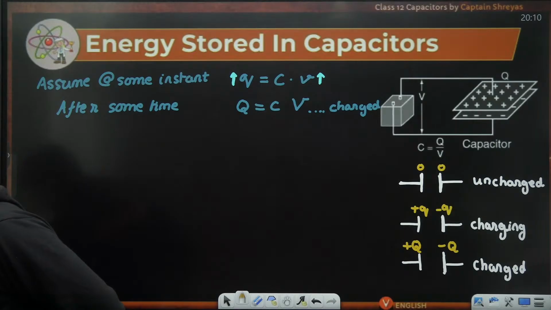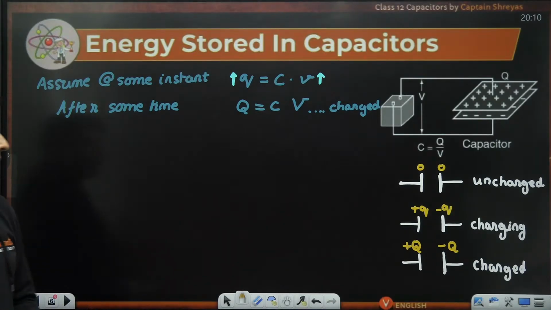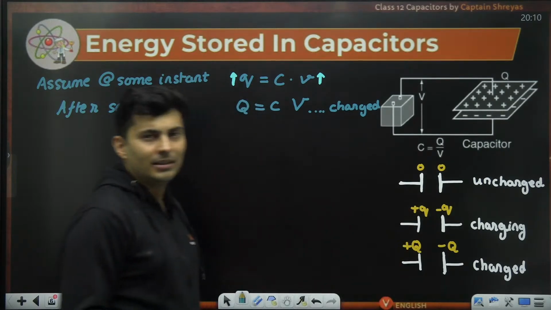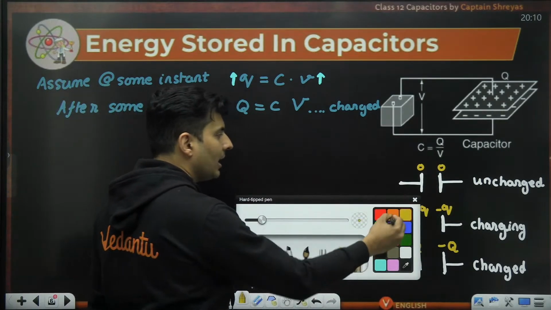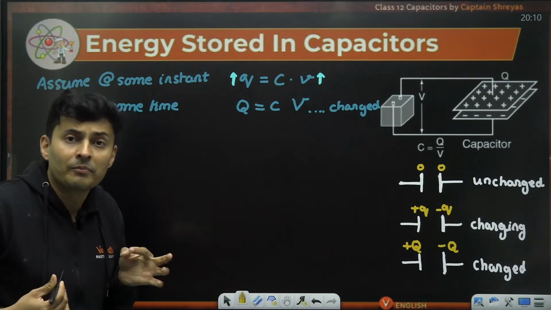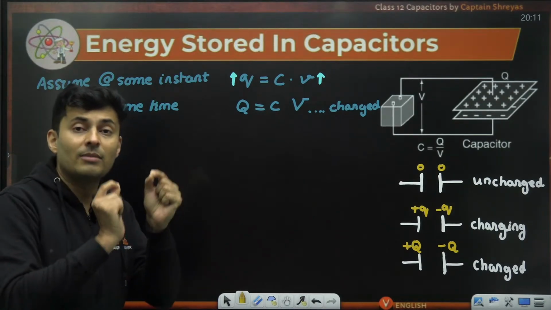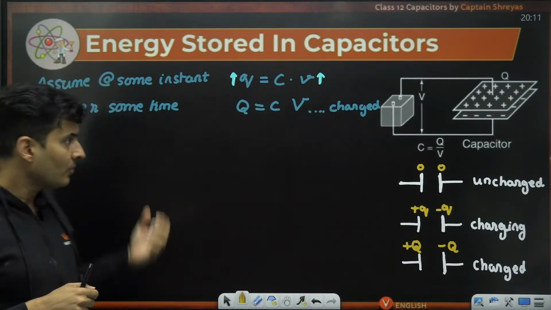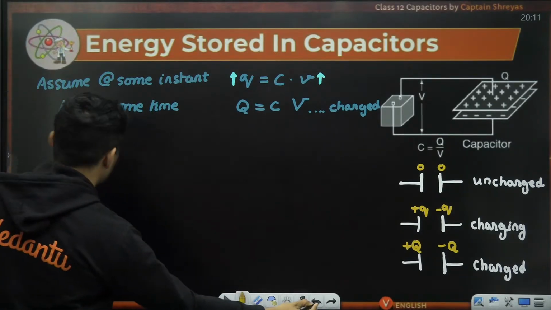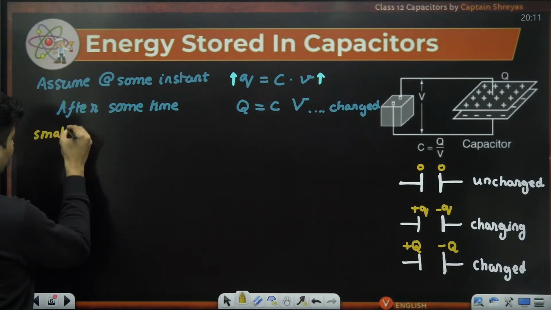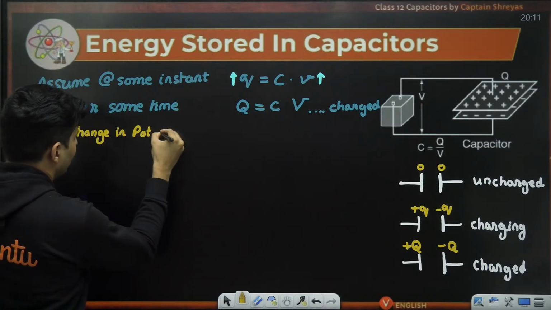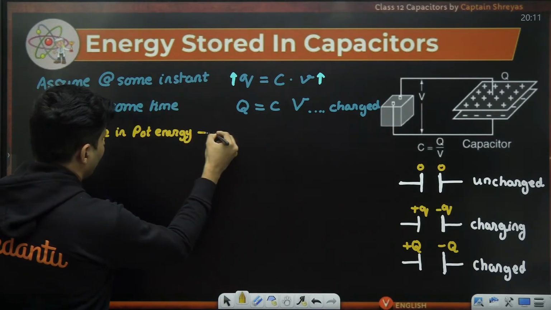Okay. Right. Okay. Now, imagine there is a small change in the energy stored in the capacitor. Why will that small change in energy come? Because you have done some work while storing the charge. So during the charging process, if there is a small change in the potential energy stored, what will that be?